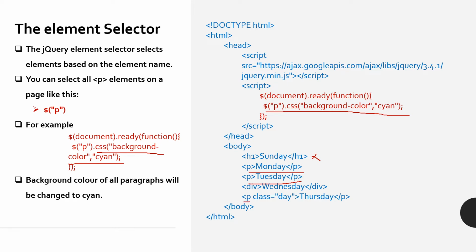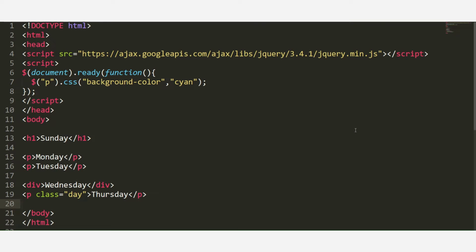Again, the div tag also won't be affected. This will be changed to cyan. So here Monday, Tuesday and Thursday, the background of all these three will be changed to cyan. This is about the element selector. The illustrative program we will discuss; the concept of the element selector will be very clear through this example program.